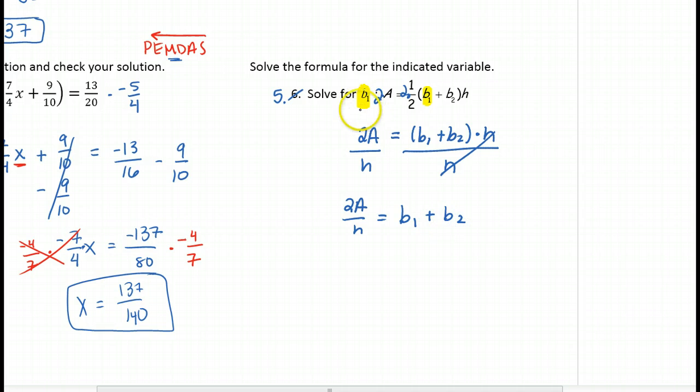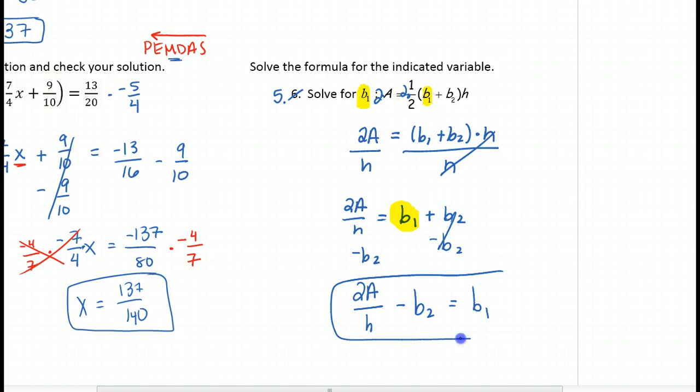And you just have to be extra careful you're solving for the right variable. Remember, I'm looking for that B1. So how do I move a positive B2? Well, I subtract B2 from both sides. So I have a 2a divided by h minus B2 equals B1. Where all I got to do is get that by itself. You're applying the exact same concepts you would if these were all numbers, except they're variables. So we have to leave our answer as 2a over h minus B2.